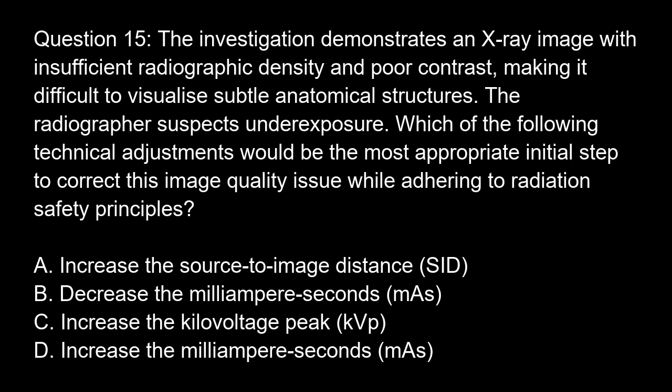Question 15. The investigation demonstrates an X-ray image with insufficient radiographic density and poor contrast, making it difficult to visualize subtle anatomical structures. The radiographer suspects underexposure. Which of the following technical adjustments would be the most appropriate initial step to correct this image quality issue while adhering to radiation safety principles?